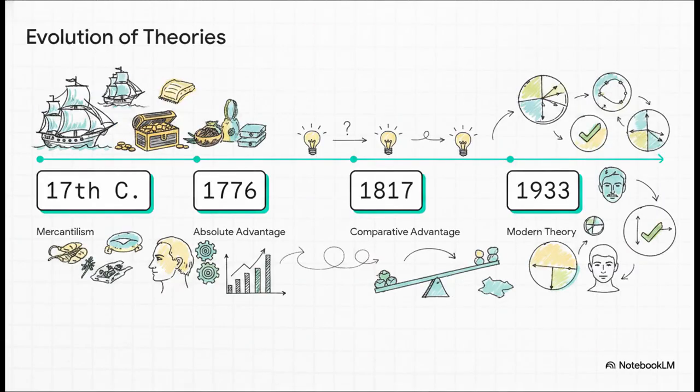To understand how we arrived at today's incredibly complex global economy, we really need to look at this evolutionary timeline. We'll trace the path from the 17th century philosophy of mercantilism right up to Adam Smith's groundbreaking idea of absolute advantage in 1776. Then, we'll look at David Ricardo's brilliant comparative advantage in 1817, before finally arriving at the modern theory, formalized by Heckscher and Ohlin in the 1930s. What's absolutely incredible to watch here is how each era of economic thinking cleverly solved the blind spots of the one right before it.